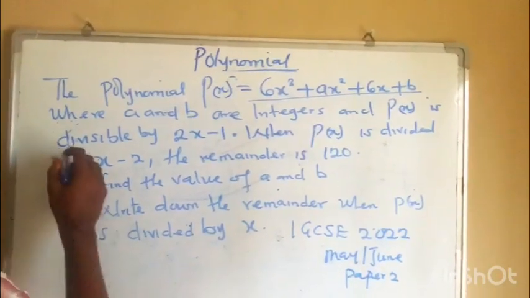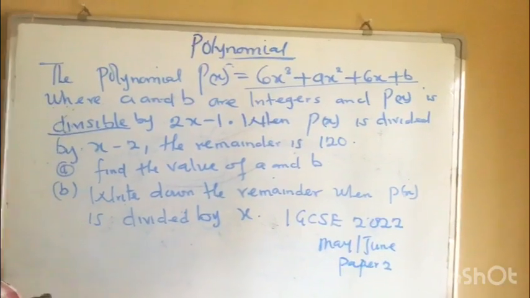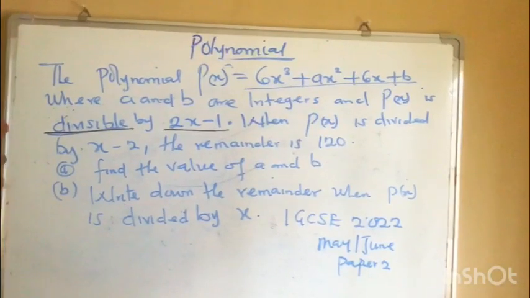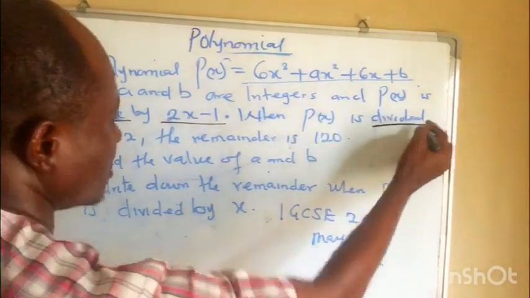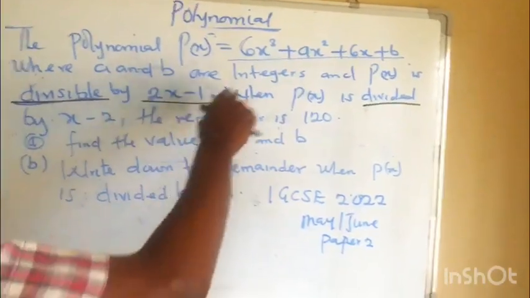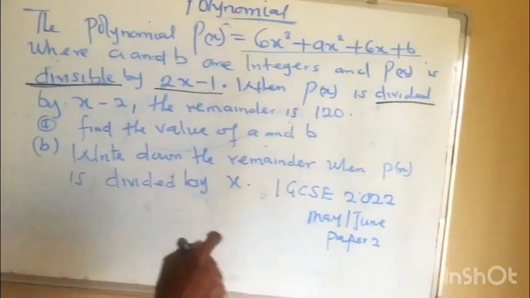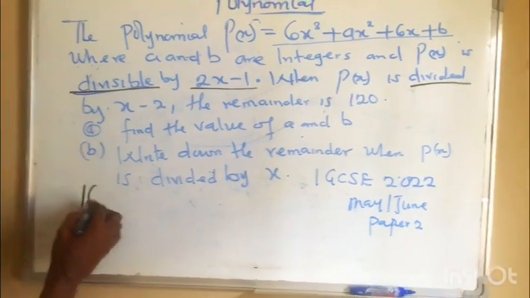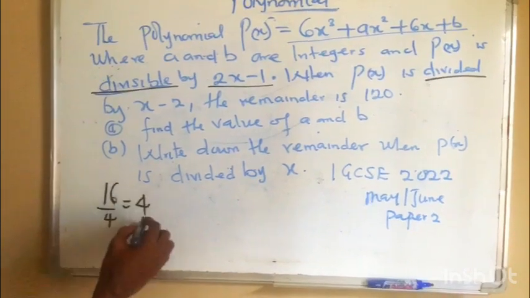that polynomial is divisible by 2x minus 1. The words "divisible by 2x minus 1" and "divided" here are two different things. What they are saying here is that when this polynomial is divided by 2x minus 1, it leaves no remainder because it's divisible. It's like what I said the other time, that 16 over 4 equals 4. It's divided without leaving any remainder.